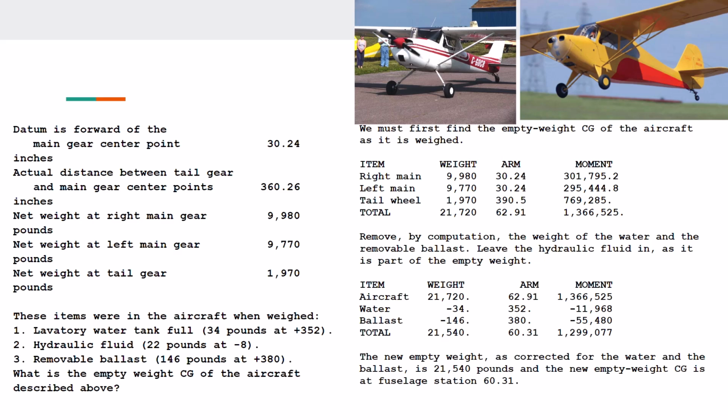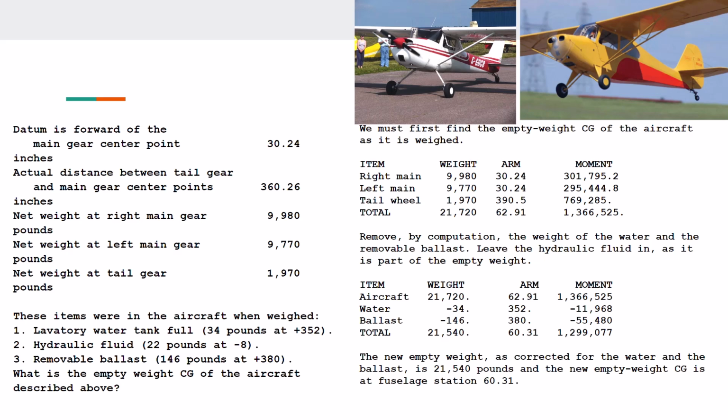Okay, so what this question is asking is to find the empty weight CG given all of this data. So first we gotta do an IWAM calculation of just the measurements and weights of the main gears. So this is a tail dragger style aircraft like the one in the photo. So we calculate it by using right main gear, left main gear, tail wheel. We get all the moments, add them up, divide the moment by the weight, which gives us a CG of station 62.91.